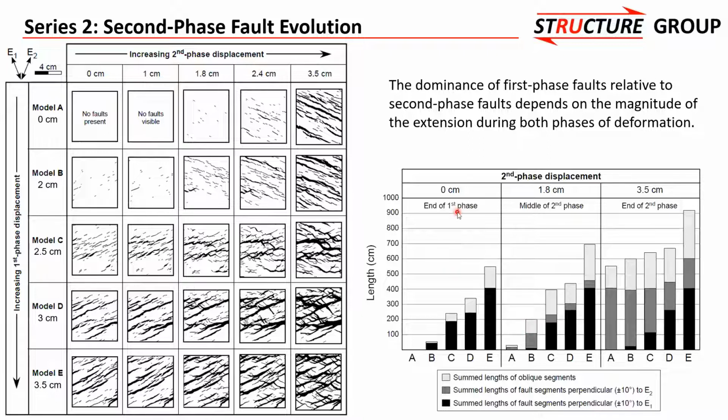And so in this series of graphs here, you can see at the end of the first phase, most of the faults have lengths that are perpendicular to the first phase extension direction, indicated by the black bars. But by the time you get to the end of the second phase, we see that the sum of lengths perpendicular to the second phase, which is this darker gray, has increased significantly.